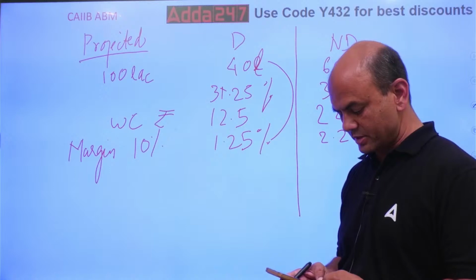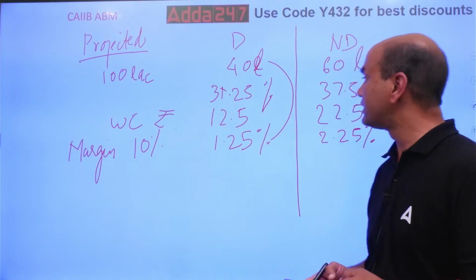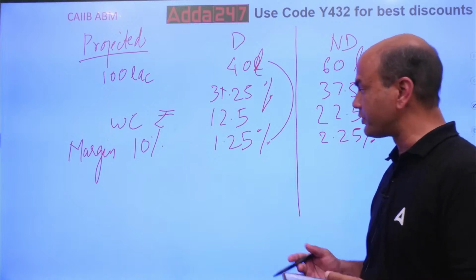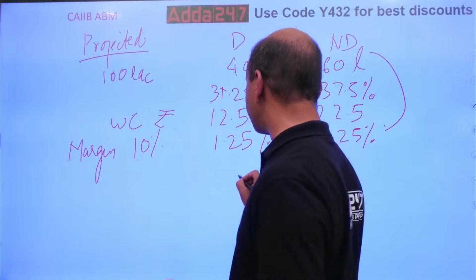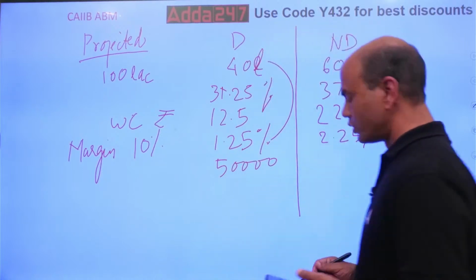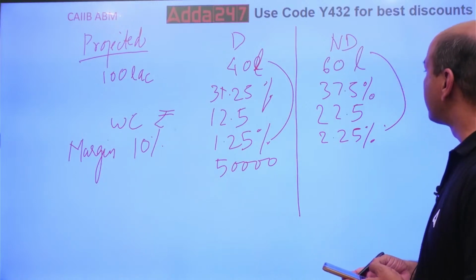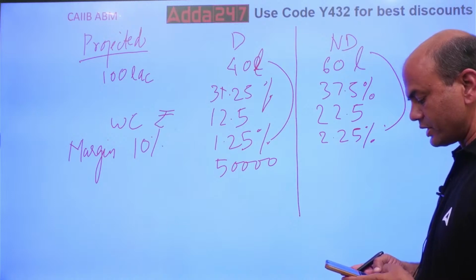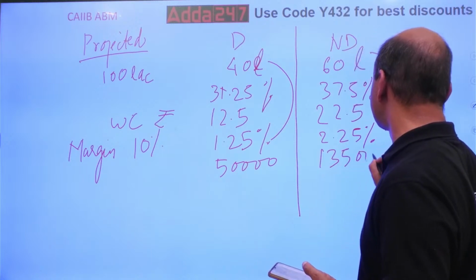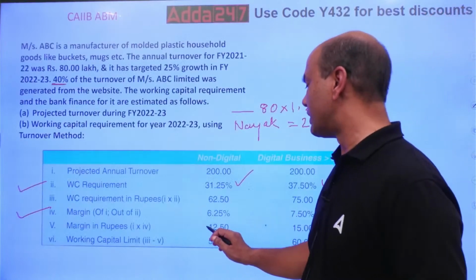1.25% margin is 1.25 upon 100 into 40 lakhs. So it is 50,000, right? 50,000, correct. So it is 50,000 margin. Here 2.25%, 2.25 upon 100 into 60 lakhs. So 1,35,000. So look at this, this much you have got margin in rupees.